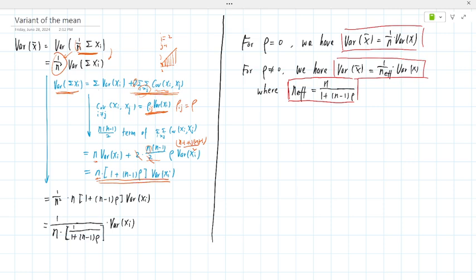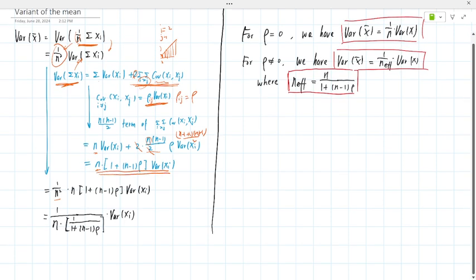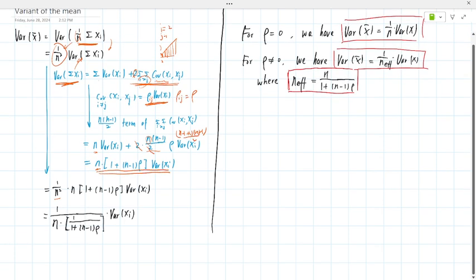and then we end up getting this, and put this back in. We have 1 over n squared, and n plus n minus 1 rho, and multiply n on both sides. We have this eliminated, and then divide this whole thing to the bottom. We'll see the reason why very soon.